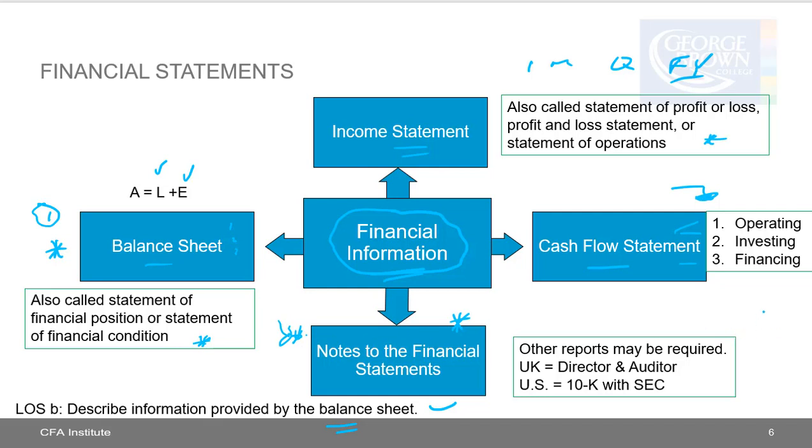Okay. One thing that the chapter notes that could be important, that could be tested, is that other reports may be required. So for example, in the United Kingdom, there's a director and auditor report that's required. And in the US, there's a 10K report that is filed with the Securities and Exchange Commission annually. That's another report that may be required. But the basic financial statements are the balance sheet, income statement, cash flow, and notes to the financial statements. And now we'll be moving on and describing more information that is provided by the balance sheet.